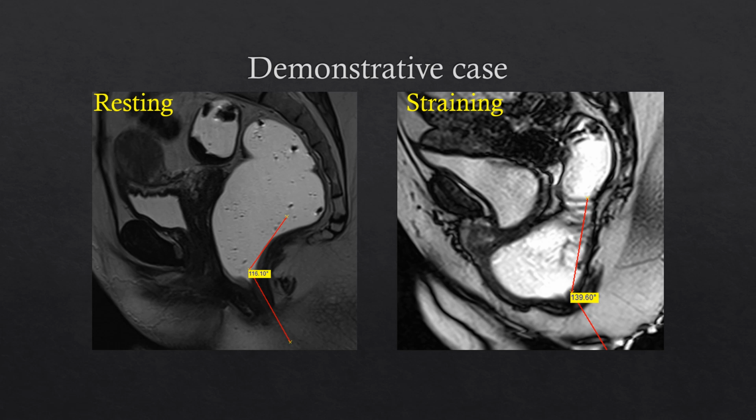If we see here, the urethra is vertical. This is a normal configuration. Once the patient starts to strain, the urethra starts to take a horizontal orientation, and this is one of the causes that make the patient have difficulty in urination.